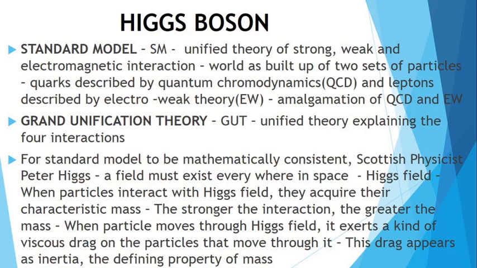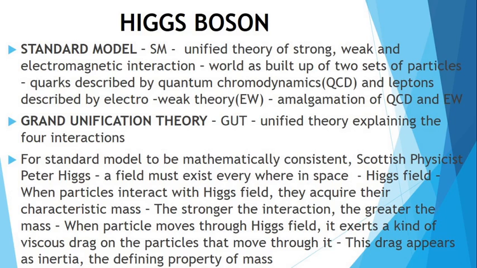So in the standard model, they considered the world as built up of only two sets of particles, that are quarks and leptons. The study of quarks is called quantum chromodynamics, QCD. And you know that leptons undergo weak interaction, isn't it? And so the electromagnetic and weak theory comes for leptons. So the leptons are described by electroweak theory. So the standard model unifies the three basic interactions: strong force, weak force and electromagnetic force.